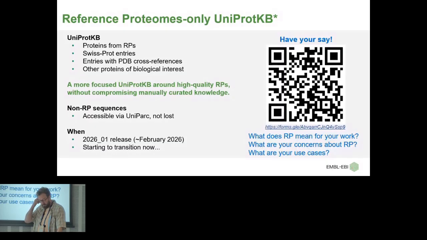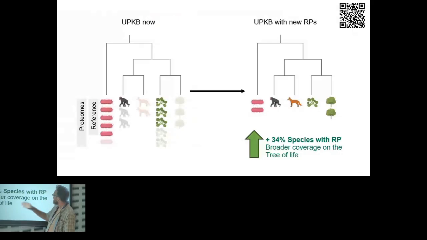We plan to do this in February 2026, but we have started some transitioning now. In the next release, which will happen approximately in September, we are ensuring there is at least one reference proteome per species. To give you an idea of what this will look like, in this view we have the tree of life, and each image represents a proteome, and each emboldened image represents a reference proteome. In UniProt KB now, you can see that in some situations you have many reference proteomes, and you may have none.